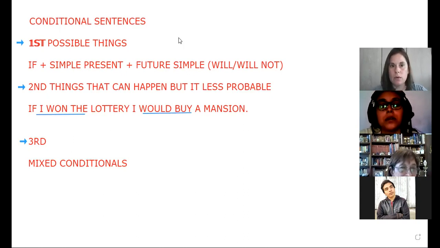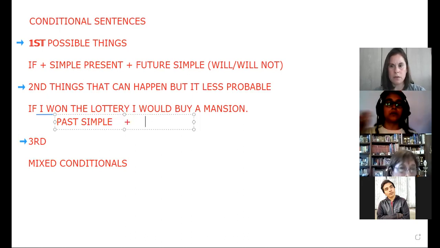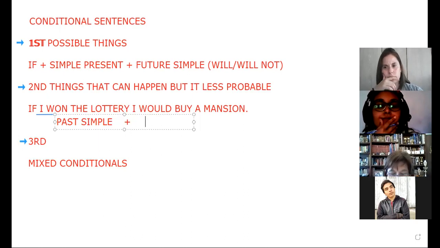Okay. A simple present. Simple present. Past simple. Where is the simple present here? No, past simple, perdón, I won't. Y el would, ¿qué sería, chicos? A future. Sí, pero ojo, porque es un futuro hipotético.